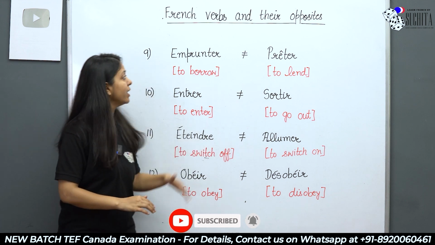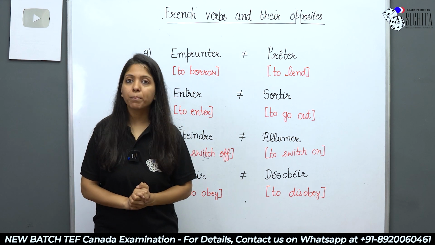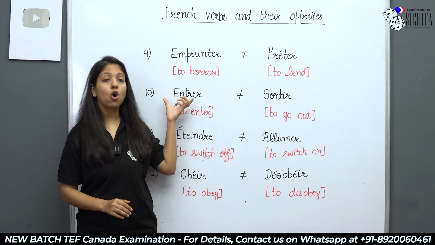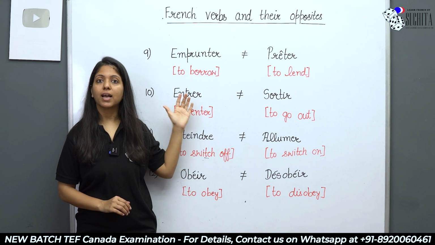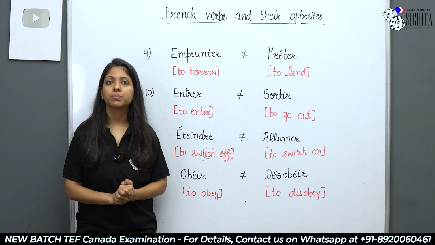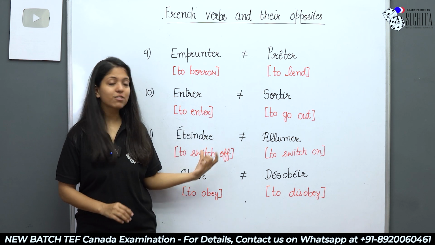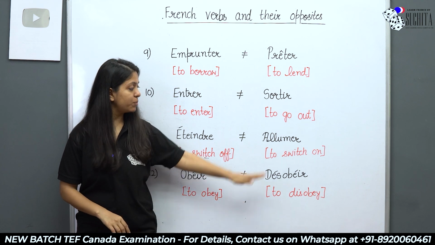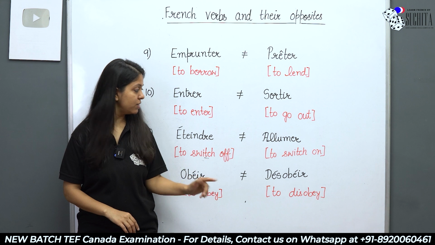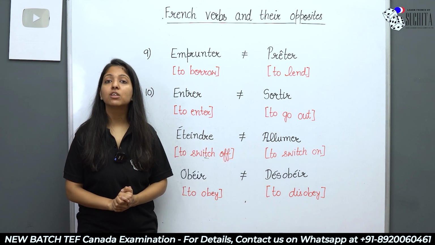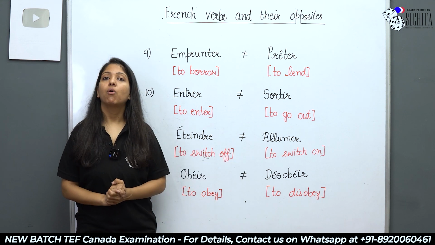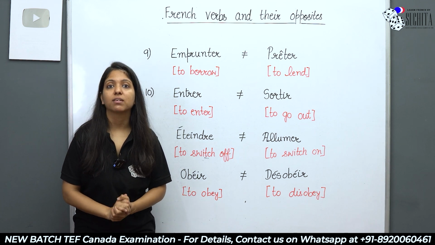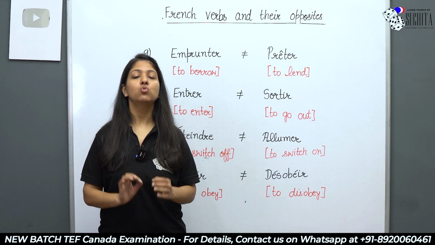Let's just revise them once again. Emprunter, and the opposite is prêter. The next one is entrer, and the opposite is sortir. The next one being éteindre, which means to switch off, and the opposite is allumer, to switch on. The next one is obéir, to obey, and the opposite is désobéir, which means to disobey.